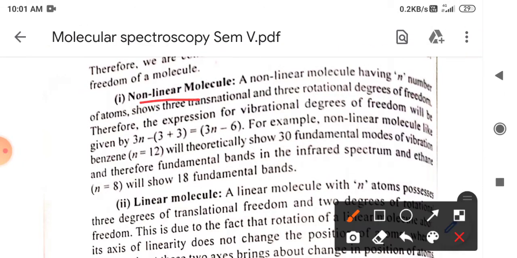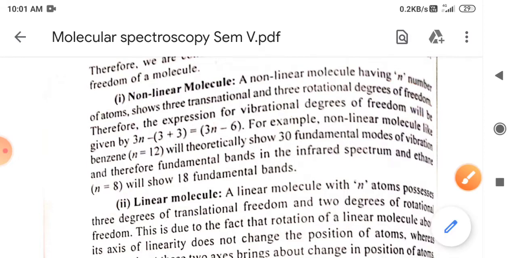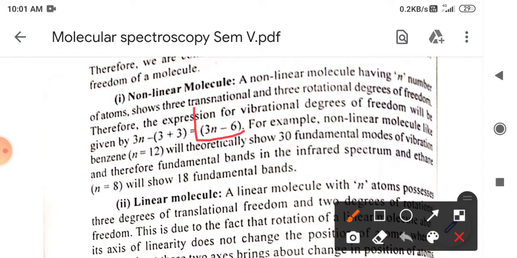So we are going to have two cases, one is the non-linear molecule, and another one is the linear molecule. For a non-linear molecule which has n number of atoms, there are 3 translational degrees of freedom and 3 rotational degrees of freedom. So the expression for vibrational degrees of freedom will be 3n minus 3 plus 3. So 3 is for rotational, and 3 is for translational. So the formula will be 3n minus 6.